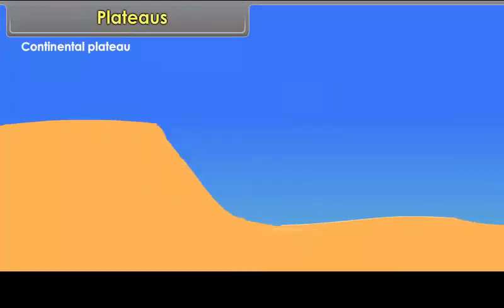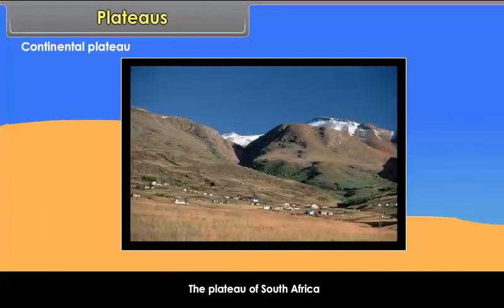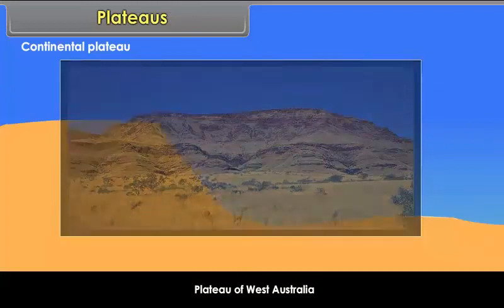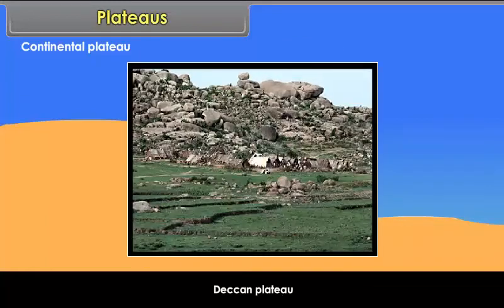Continental plateau. The continental plateaus rise abruptly from the adjoining sea or lowlands. The plateau of South Africa, plateau of West Australia, the Chota Nagpur Plateau, and the Deccan Plateau are some examples of this type of plateau.